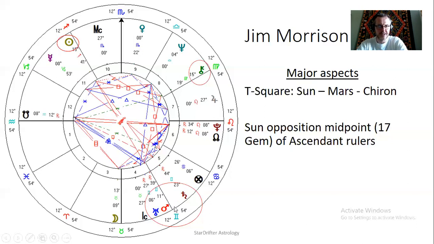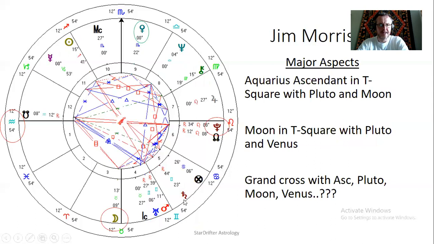Okay, so Jim was kind of caught in the middle with his opposition from the sun, within 2 degrees of the midpoint of these 2 planets. So Jim was caught in a position of having to please authority and structure, and at the same time wanting to change it. But we know he was quite rebellious in certain ways, which we will see later on when we look at some of his transits.